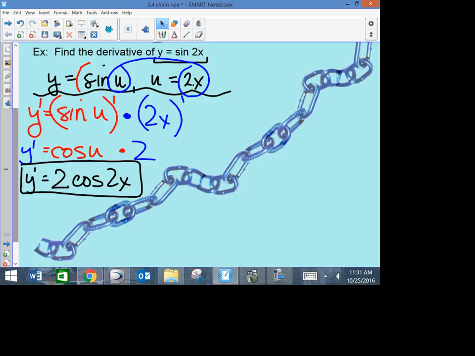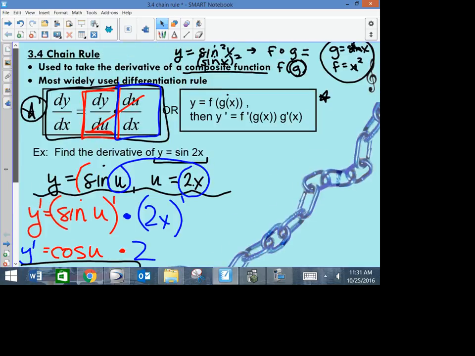Any questions about that particular problem? Yes? What is the point in changing it to u instead of just keeping it like sine of x? Because it's not sine of x, it's sine of 2x. So why can't we change the derivative of that to, is it because we have to separate it to sine of u times sine of x? Yes. Yeah, because you're dividing it like this.